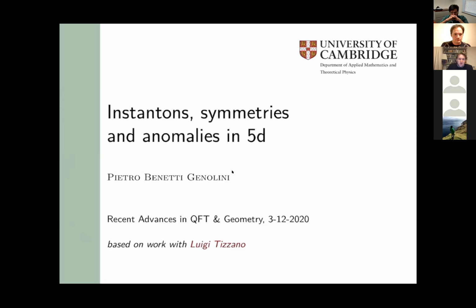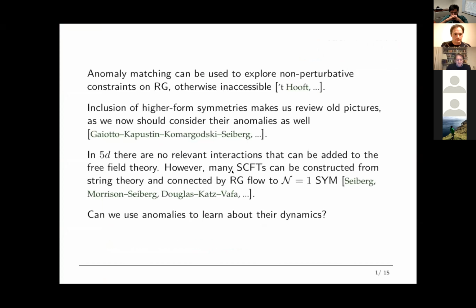And I'm going to talk about 't Hooft anomalies. So 't Hooft anomalies are phase ambiguities in the partition function of a theory in the presence of a background gauge field for a global symmetry. One of the most important features is that they are invariant under RG flow. Therefore, we can use them to explore the phases of the theory in regimes that would be otherwise inaccessible.